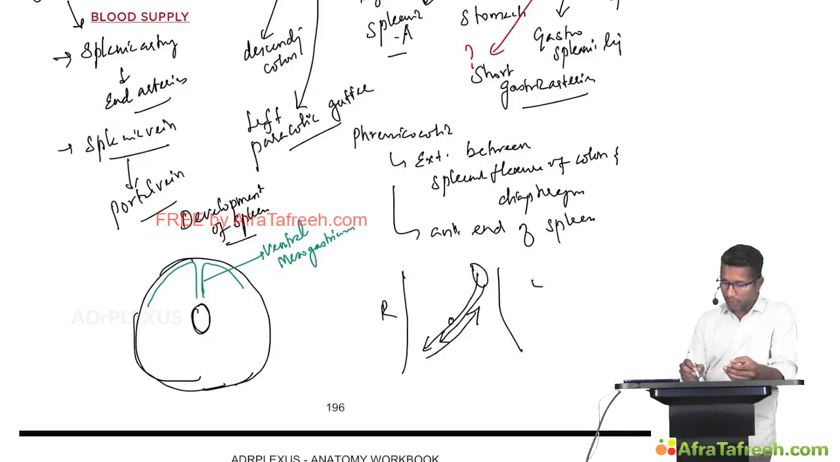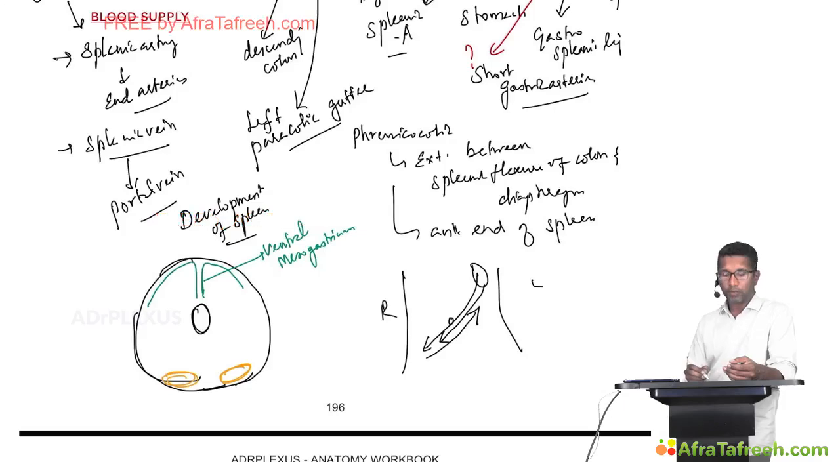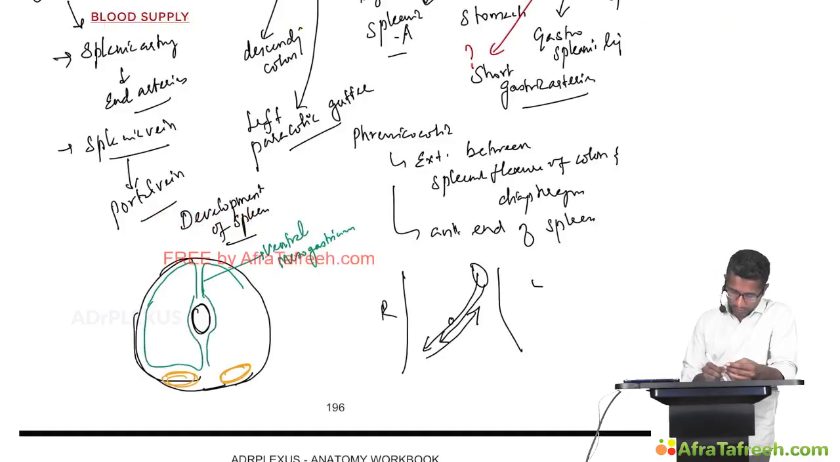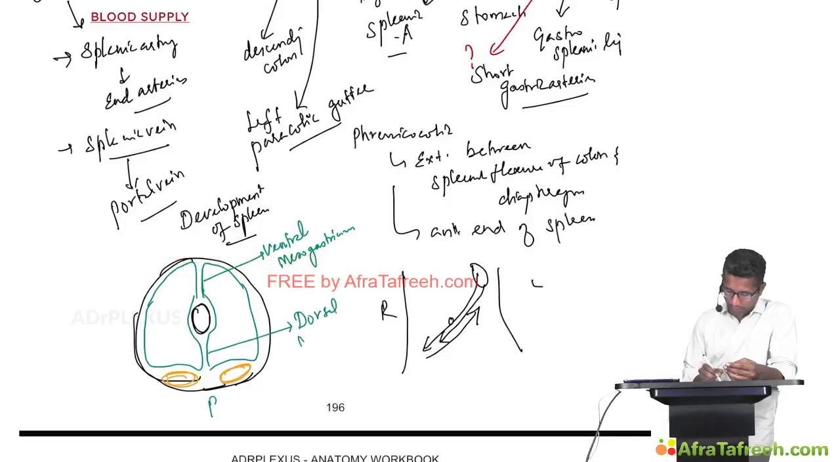On the posterior part of the abdomen, you can see the kidney which is developing here. The peritoneum extends from the posterior abdominal wall to the primitive stomach. So this extension seen from the posterior abdominal wall will be the dorsal mesogastrium. This is called the dorsal mesogastrium.